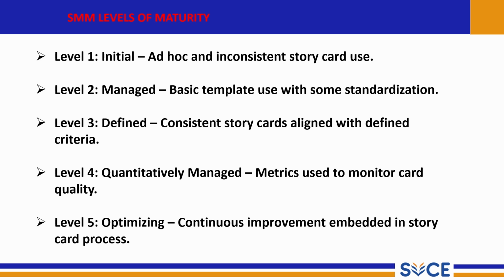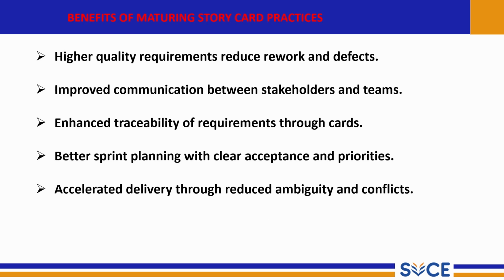The fourth one is quantitatively managed: metrics used to monitor the card quality. And the fifth one is optimizing: continuous improvement embedded in the story card process. So story card practices evolve and get better over time. That is the optimizing. In the next slide, we'll see the benefits of maturing the story card practices.